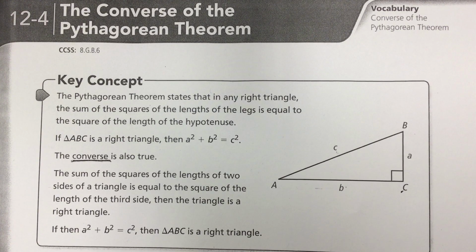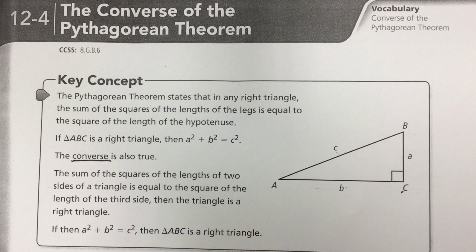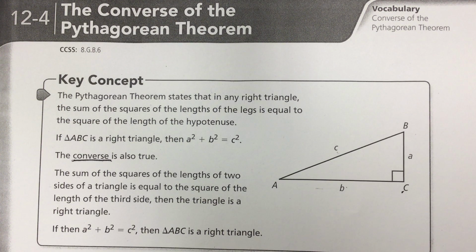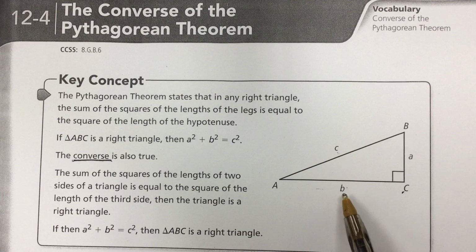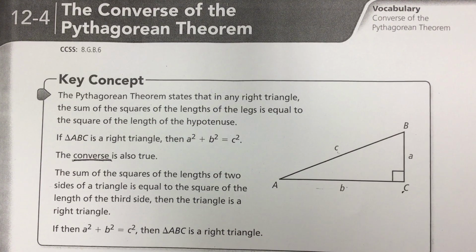Section 12-4, the converse of the Pythagorean theorem. The Pythagorean theorem states in any right triangle, the sum of the squares of the lengths of the legs is equal to the square of the length of the hypotenuse. In this triangle ABC, if it is a right triangle, then a squared plus b squared equals c squared. So if we know we have a right triangle, then the Pythagorean theorem works.